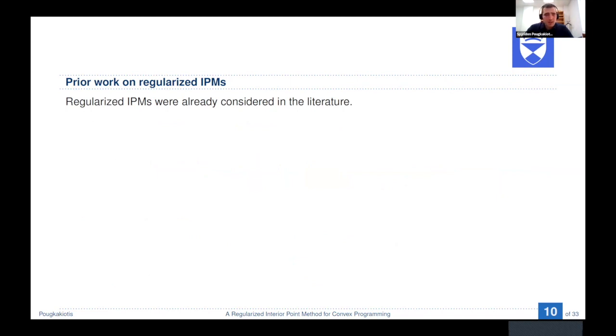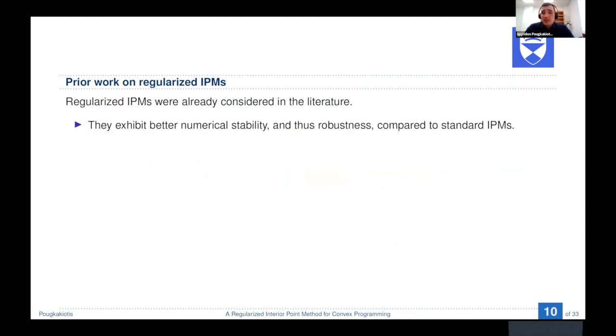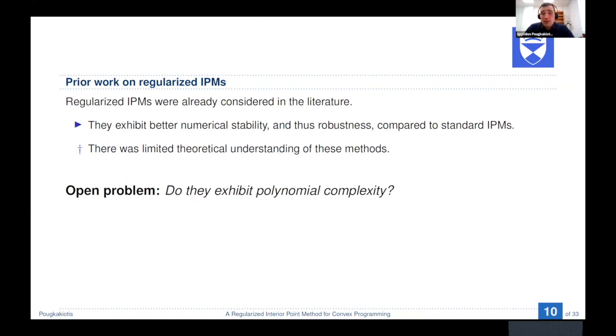Of course, I've hidden several details, and I have to mention that when we started working on regularized IPMs, similar schemes were already considered in the literature. And it was known that they exhibit better numerical stability and thus robustness compared to standard IPMs. However, there was very limited theoretical understanding of these methods. Specifically, it was believed that the moment you introduce regularization in standard IPMs, you obtain a more robust method, but you're actually losing efficiency because it was an open problem whether such a scheme can actually achieve polynomial convergence. So if robustness results in losing polynomial convergence, we're gaining robustness to lose efficiency. And if you remember the three objectives, we want to have both robust and efficient methods.